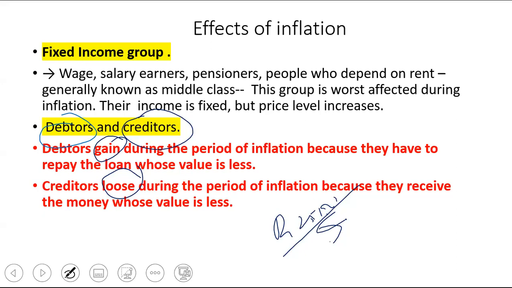After 5 years the money has doubled. So that's what is happening. It is a very different scenario. The creditor loses because the value of money comes down, and the debtor is gaining during the period of inflation. Okay, children, we are finishing this.